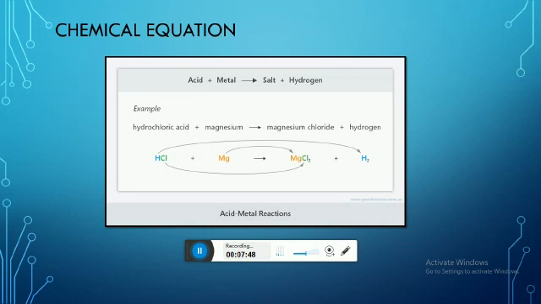The chemical equation for the second type, acid and metals: on the left side we have the reactants, acid and metal, and on the right side we have salt and hydrogen. Keep in mind, this salt is a metal salt, and hydrogen is a gas. The reaction of hydrochloric acid, HCl, and magnesium, which is a metal, gives us magnesium chloride, which is a metal salt, and hydrogen gas is released. Now look, this is a single displacement reaction. Here just chlorine is attached to the magnesium, so hydrogen is removed and separated in this reaction.